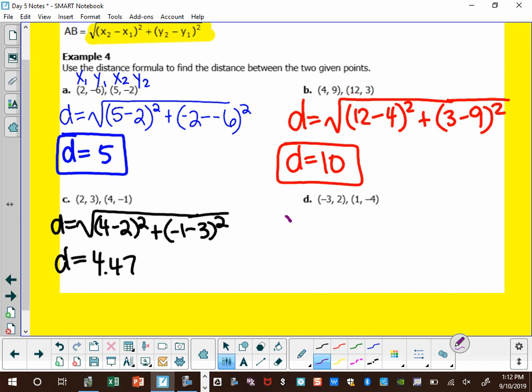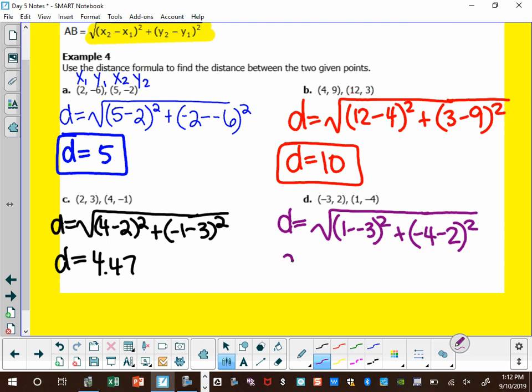For letter D, do your x2, so that would be 1 minus negative 3 squared plus negative 4 minus 2 squared. What did you guys get for this one? 6.94. Oh, I got 7.21. Yeah, that's what I got. I just added a number. Yeah, that's okay. Chris, are your numbers just like mine?